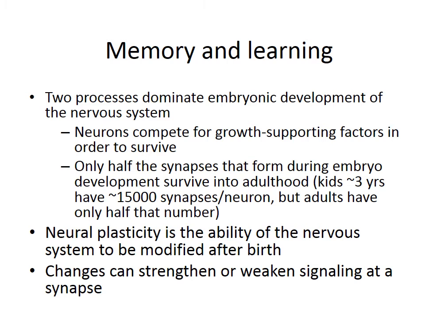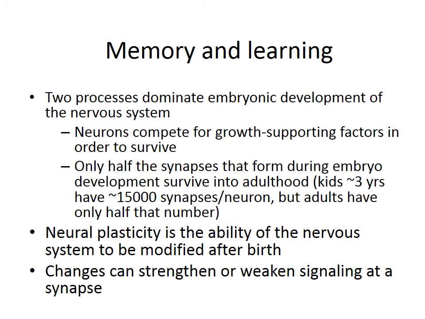So children that are about 3 years old have about 15,000 synapses per neuron. That's a lot. But adults only have about half that number, about 7,000 synapses per neuron. So that's still a lot. But not just the neurons are trimmed off, but even the synapses are trimmed off as we grow older.